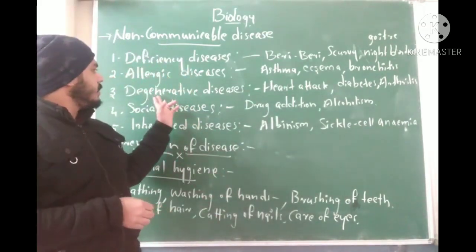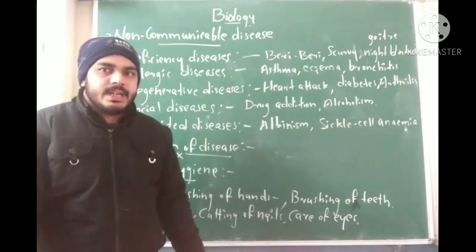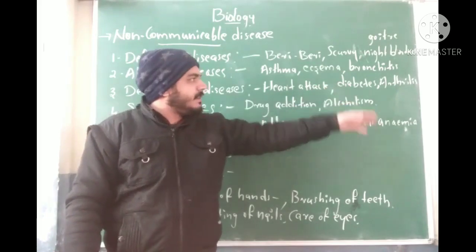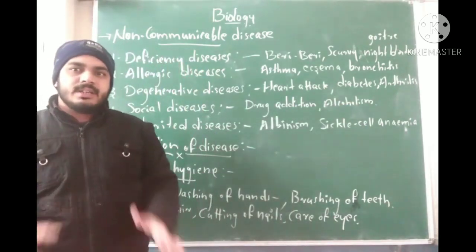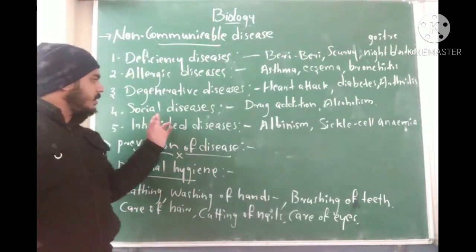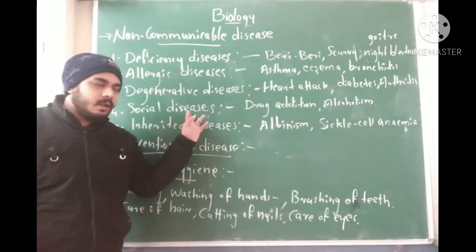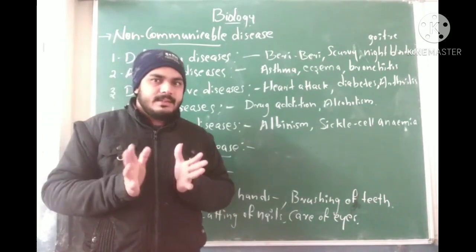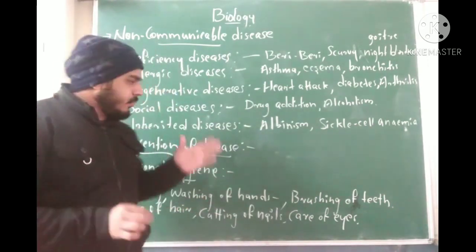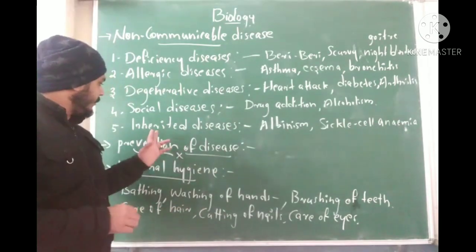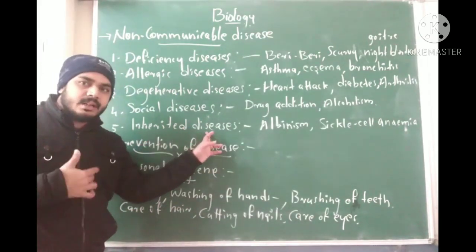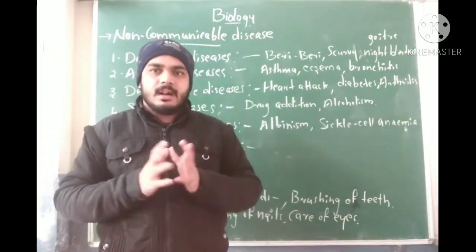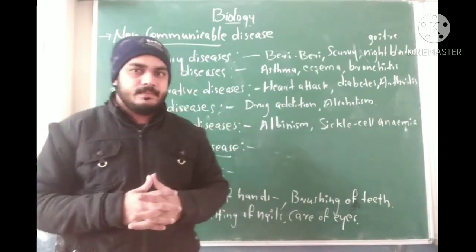And next one, degenerative disease. Degenerative diseases are heart attacks, diabetes, and arthritis. These are the degenerative diseases. And the fourth one, social disease. Social disease means drug addiction and alcoholism. This type of disease is called social disease. And the fifth one, inherited disease. Inherited diseases are albinism and sickle cell anemia. This type of disease is called inherited disease.